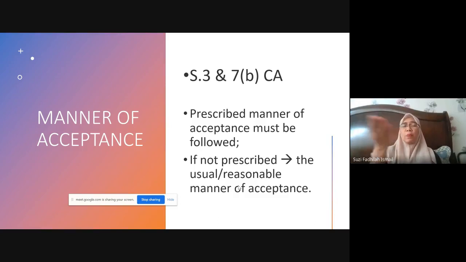We never know. So if not prescribed, then the court will look at the usual and reasonable manner of acceptance. Usually, if the offer is by telephone call, you have to accept by telephone call as well, isn't it? So it depends on the situation. What is usual or reasonable in that particular situation at that point of time. Those days, in the early century, the usual manner was by way of post, but nowadays post is not really usual. You have to say it clearly if you want it to be accepted by post.